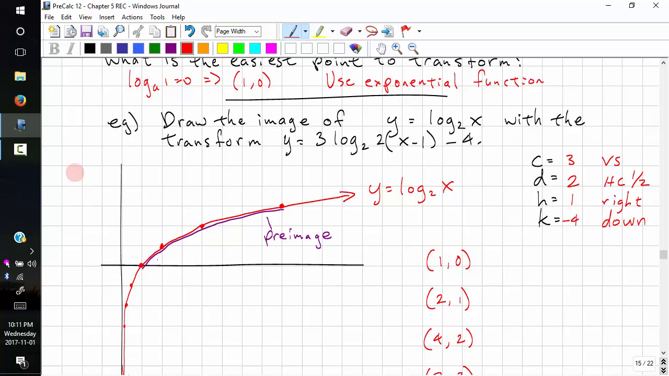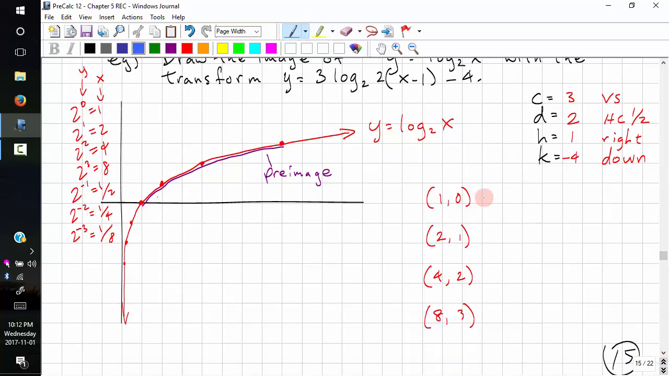Okay, and it's easy to get points. We have 2 to the power of 0 equals 1, 2 to the power of 1 equals 2, 2 to the power of 2 equals 4, 2 to the power of 3 equals 8. And 2 to the negative 1 is simply 1 over 2. 2 to the negative 2 is 1 over 4. And 2 to the negative 3 equals 1 over 8. Okay, so because it's the inverse function, this is now our x, and the exponent is our y.